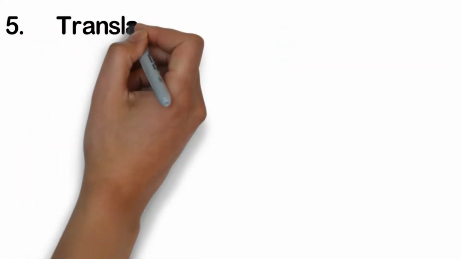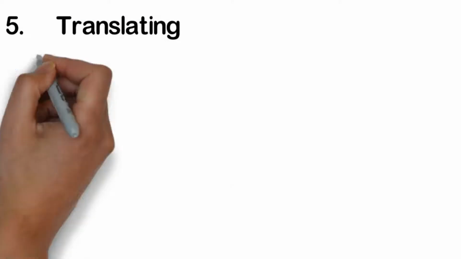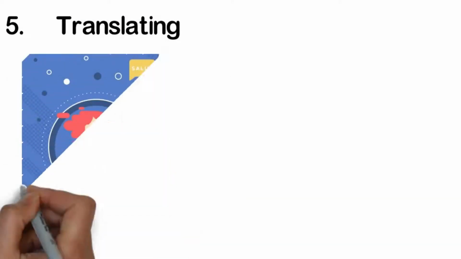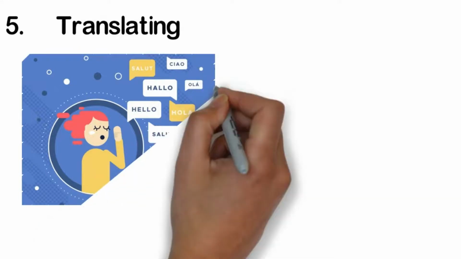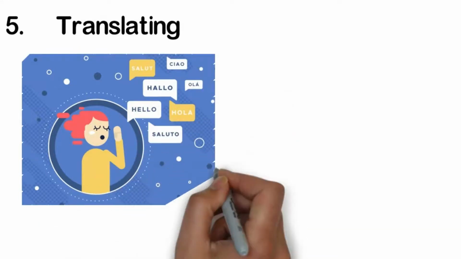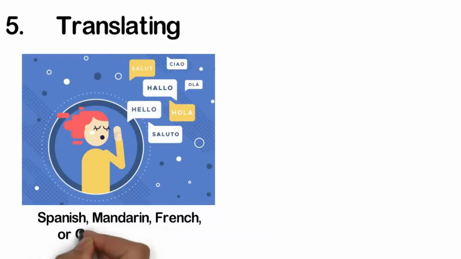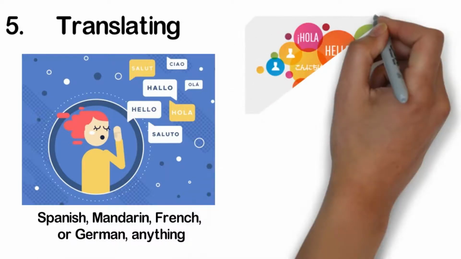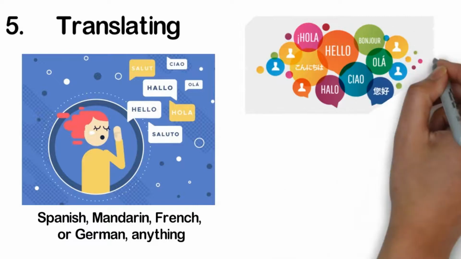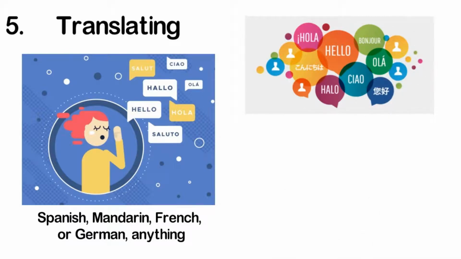5. Translating. Do you know languages? Well, I am impressed if you do. People who know more than one language are my idols. Hush, don't tell them. There is a lot for you in the market if you know English, of course, and any other languages like Spanish, Mandarin, French, or German, anything. People are always looking for translators to translate for them videos and content from English to their native language.